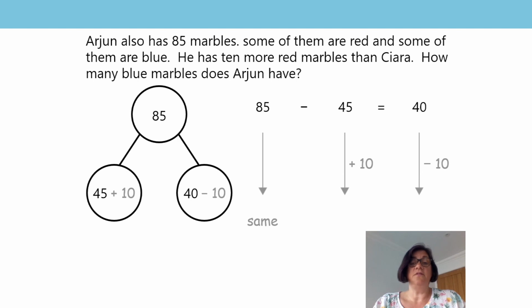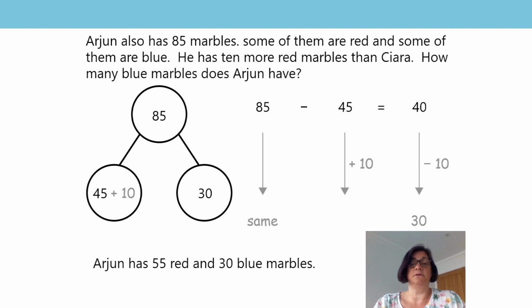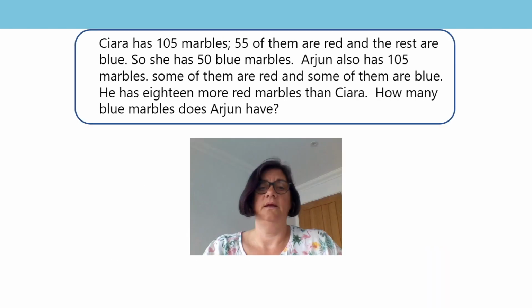These show us that Arjun has 55 red marbles and 30 blue marbles. Now it's your turn to have a go at a question like this by yourself. Represent the problem using a part-hole diagram and jottings like I did. If you're feeling creative, how else could you represent the problem? Now don't forget to use our generalisations to help you.